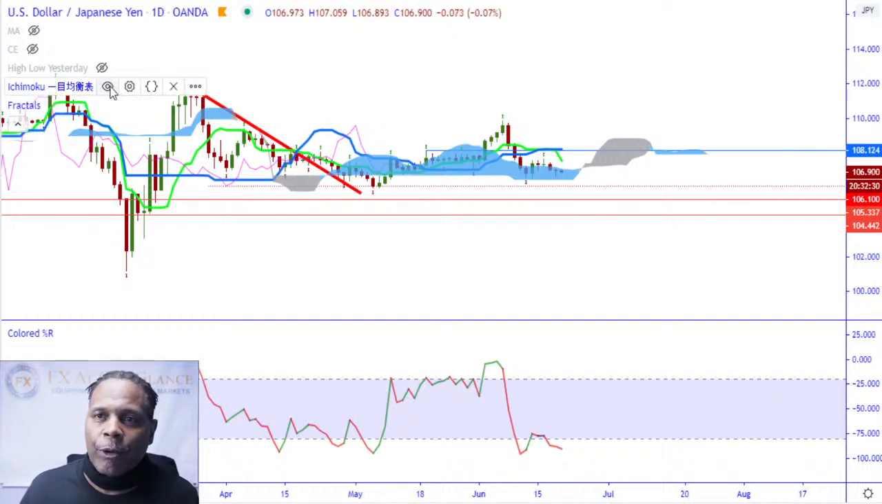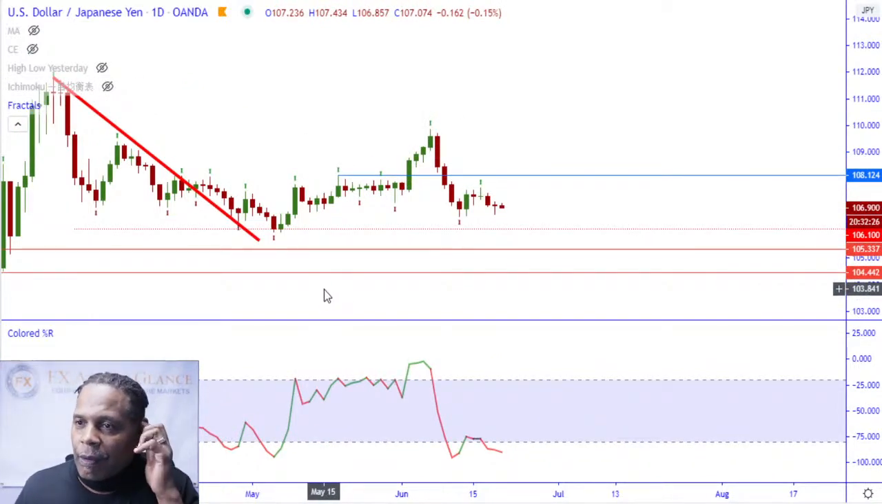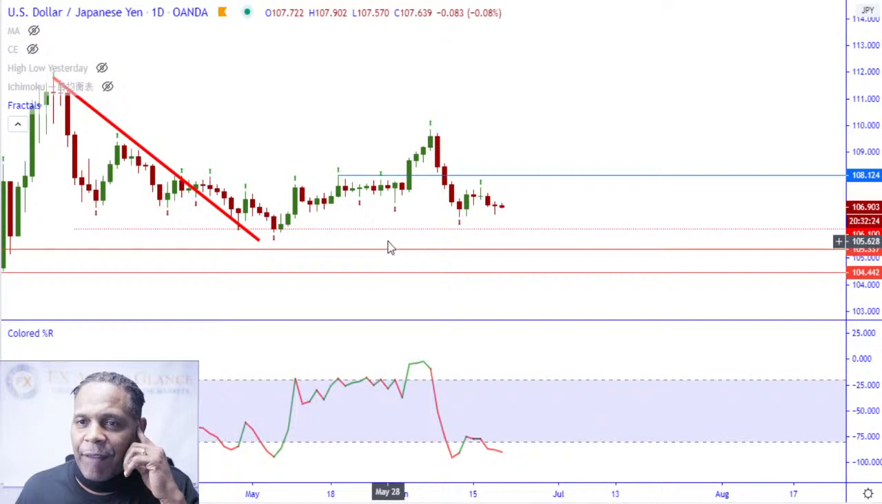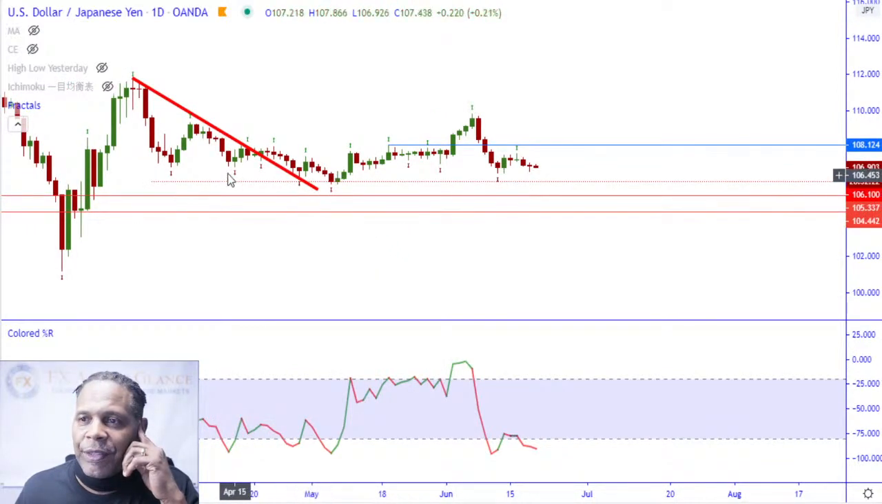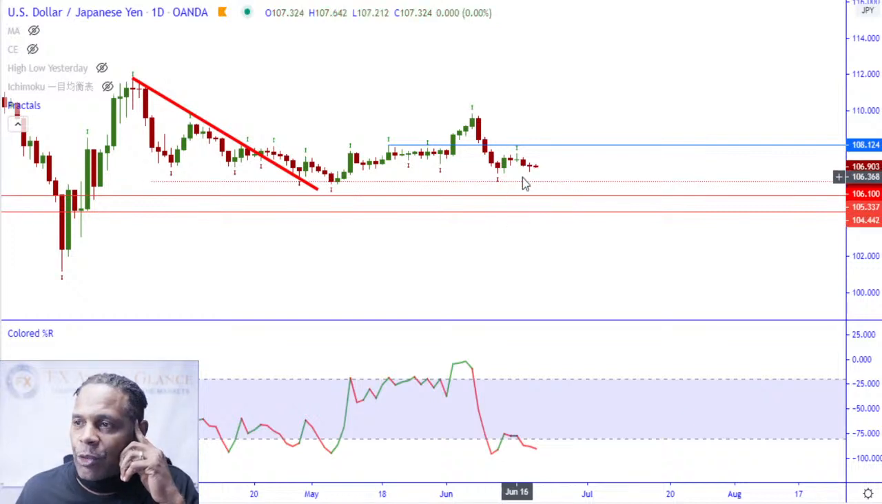Let's take Ichimoku off here real quick. Okay, so now, again, see, I have to have a level to really trade. There's structure at these levels. This is the structure of the market where you want to see the market pull back down to maybe at this level, 106.100. That's where you possibly could get an opportunity to trade.